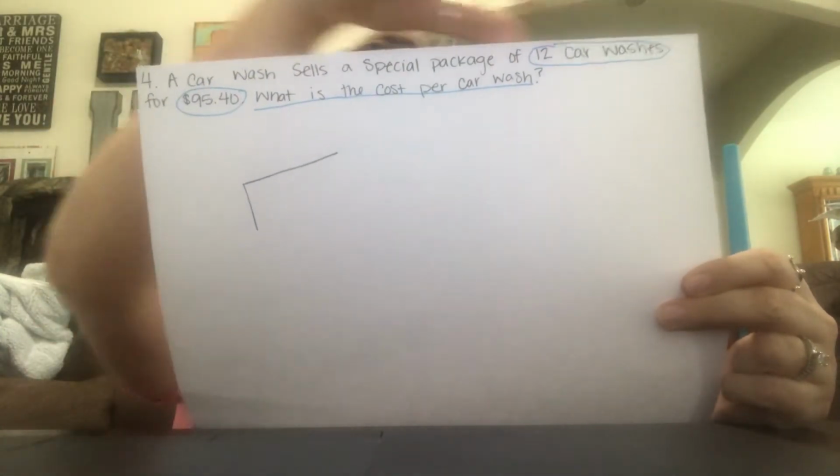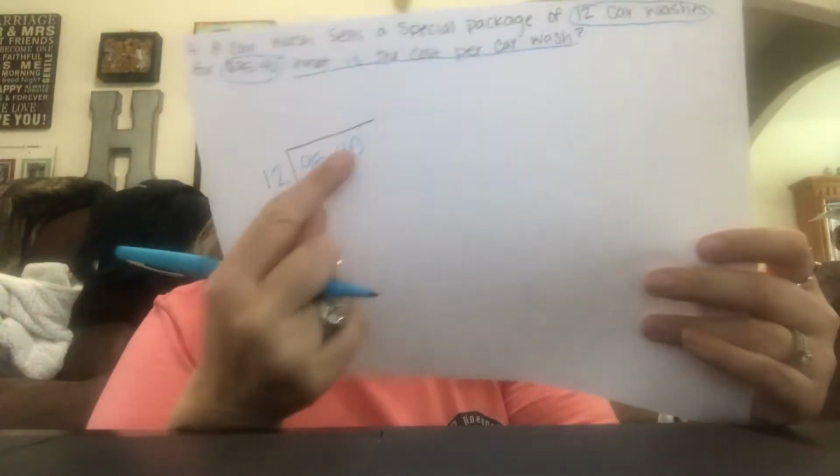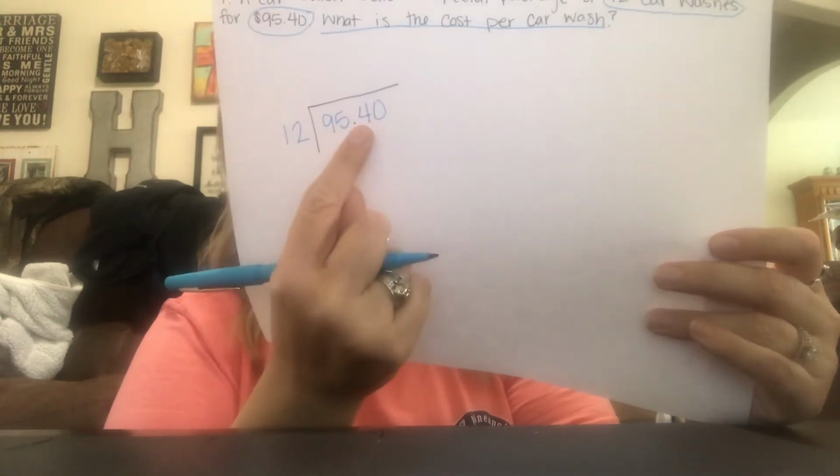Remember, what you want to know 1 of goes on the outside. So do we want to know $1? Do we want to know 1 car wash? Well, per car wash, 1 car wash. So that 12 is going to now go on the outside. And the $95.40 is going to go on the inside. Since I have a decimal inside my division, I'm going to bring that decimal straight up. I'm going to start with that so that I know exactly where that decimal needs to go. And it goes right there. So now we get started.